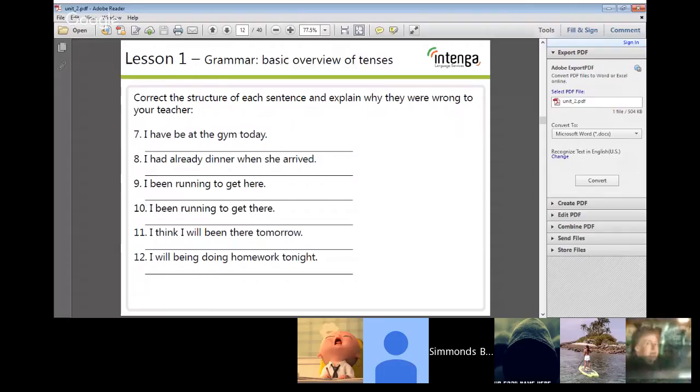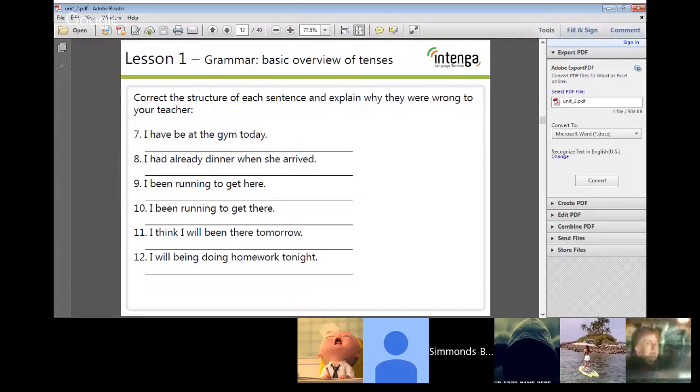No? Okay, great. Number 9 then. I've been running to get here. I have been here. Present perfect continuous. Okay, so, I had been running to get here. I was running to get here sounds a little better to me, just because it was in the moment, until you got there. It will be dependent on context.